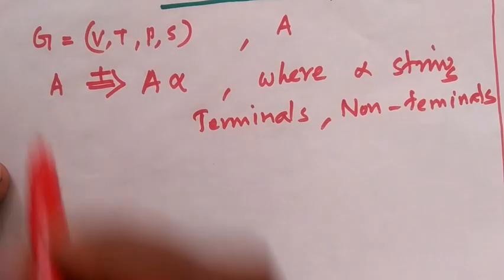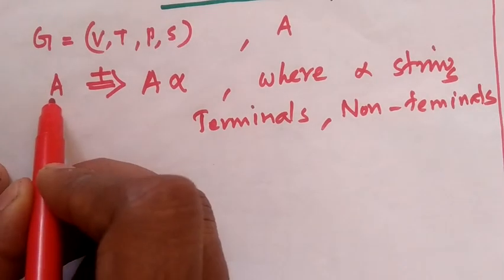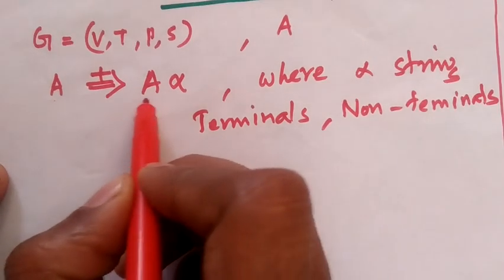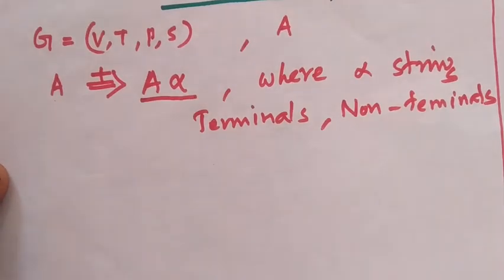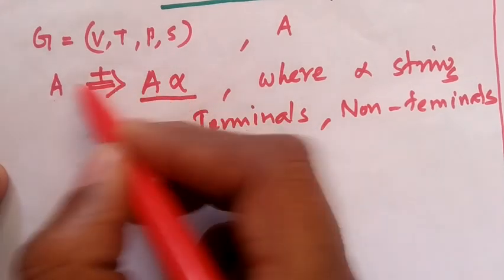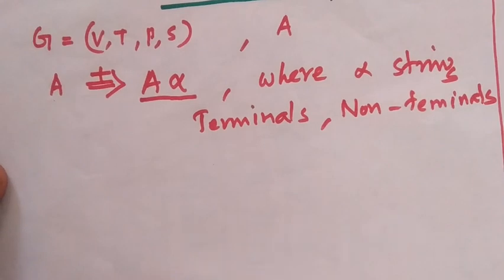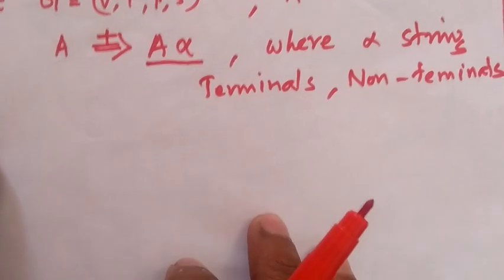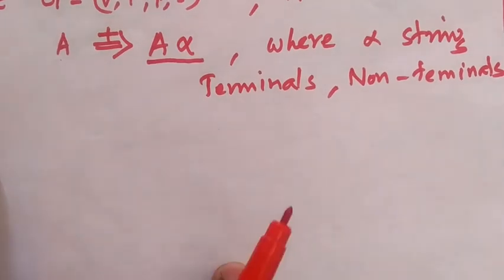And look here, A is a non-terminal. A derives a string of the form A alpha, where the leftmost symbol on the right side is the same non-terminal A. So if such a derivation exists in the grammar G, then we say G possesses the property of left recursion. And I will show you one example.